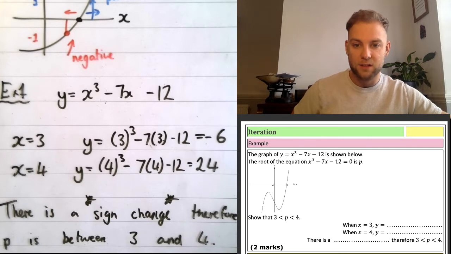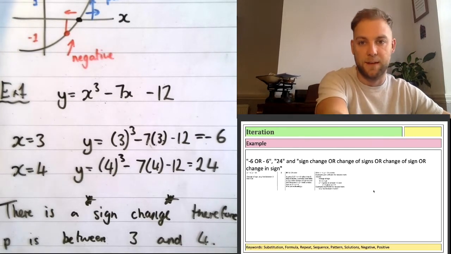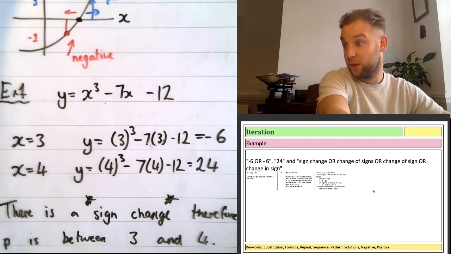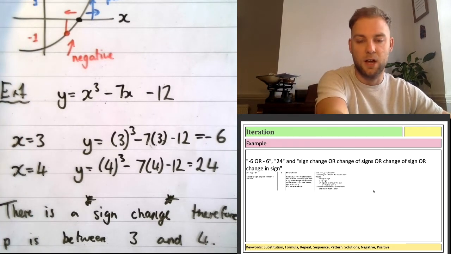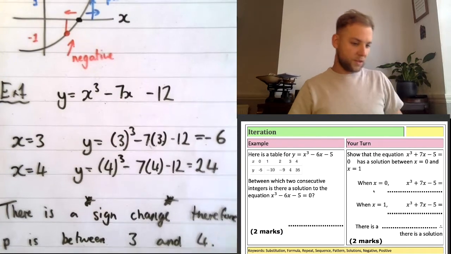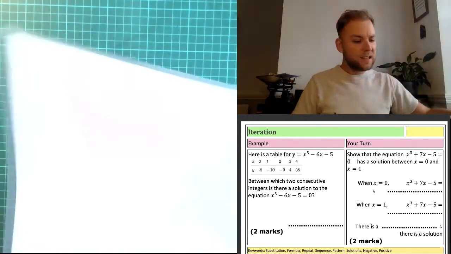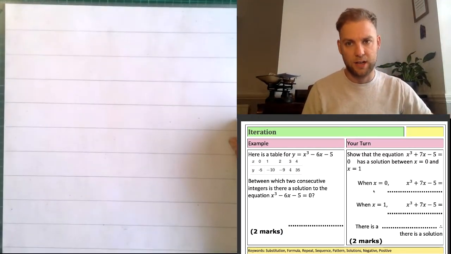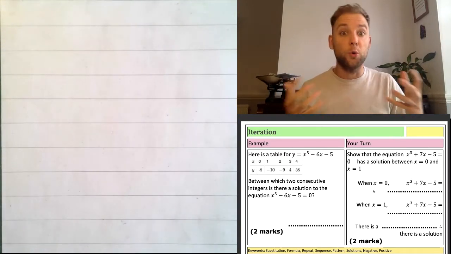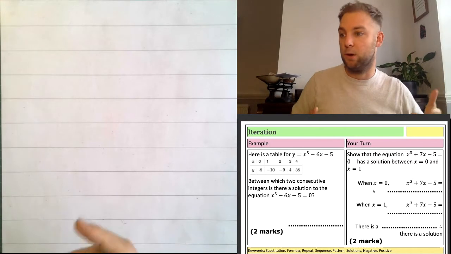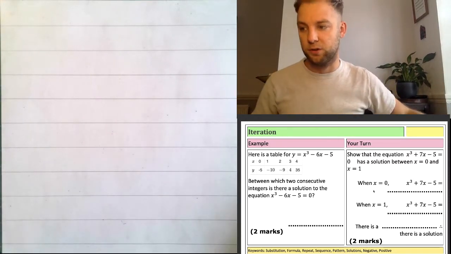So let's have a go at some of these together then. So look, notice sign change. It's all about that sign change, okay? That's what the answer is. So let's have a look at this one then. So this is usually part A of the question, okay? So usually part A is show that there's a root between blah, blah, blah and blah, blah, blah. I've got some more examples here for us to have a look at.